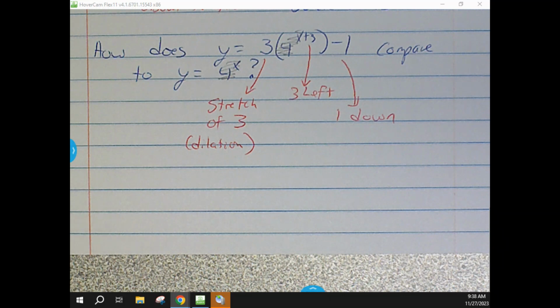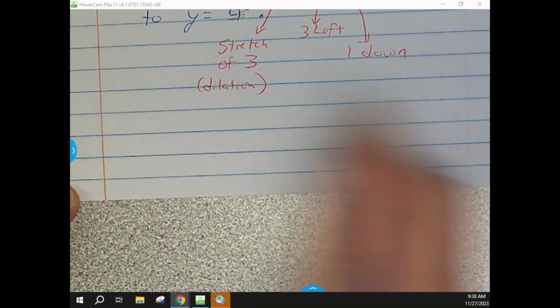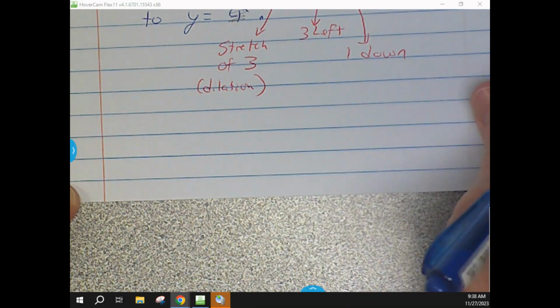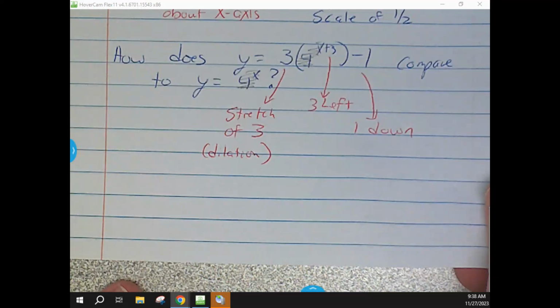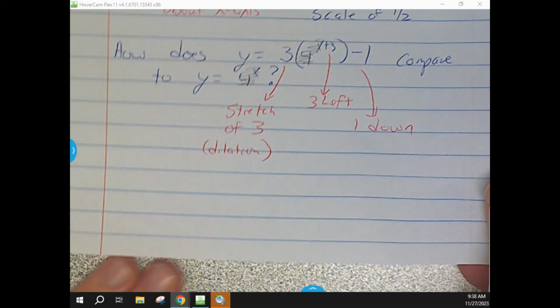Okay, let's do this on the next page. About to run out of room on this one, so we'll go to the next page for the next example.